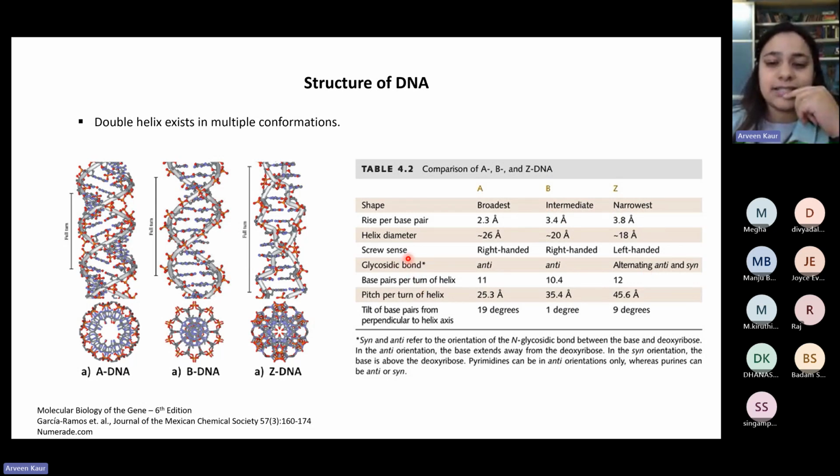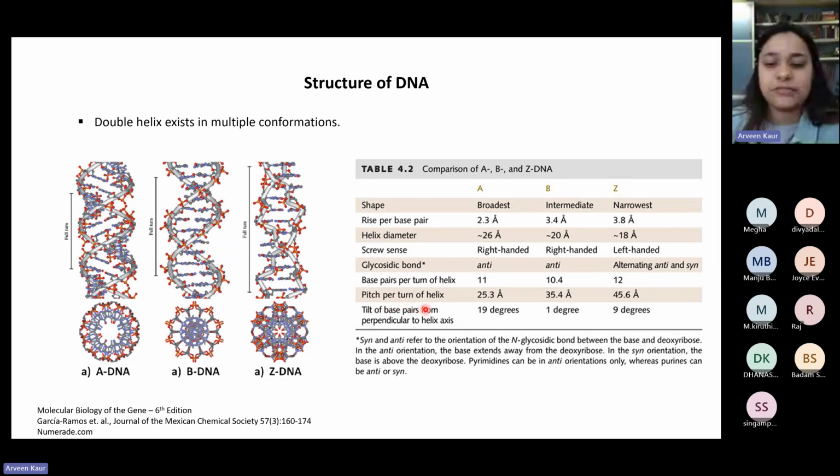If we talk about the screw sense, then A and B are both right-handed, while Z is left-handed. If we talk about glycosidic bonds, then A and B only have anti kind of glycosidic bonds, but because Z has both alternating anti and syn kind of glycosidic bonds, that is why it has this zigzag-like structure, and that is why it is also left-handed, right? Then base pairs per turn of helix. How many base pairs are there per turn? It is 11 in A, 10.4 or about 10 in B, and 12 in Z, right?